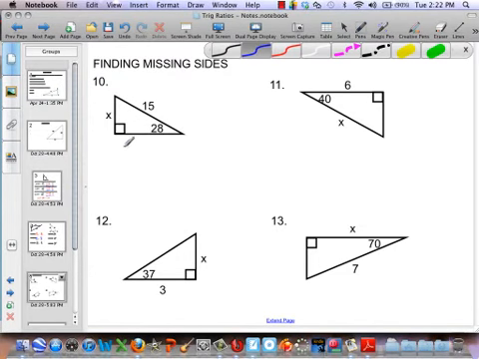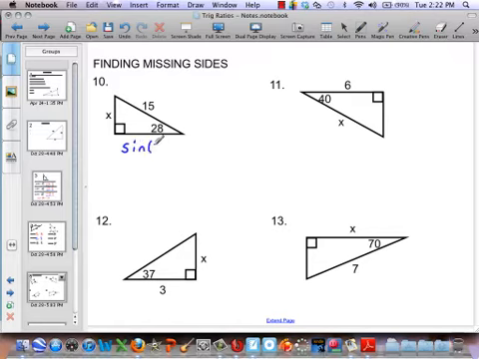So the sine of 28 equals opposite over hypotenuse. Now we're not solving yet. So this is the first step that you need to write out.